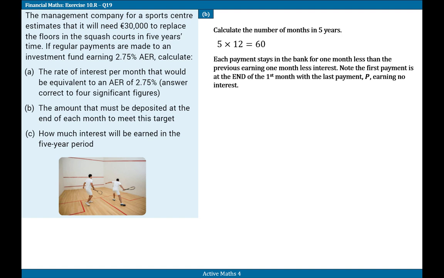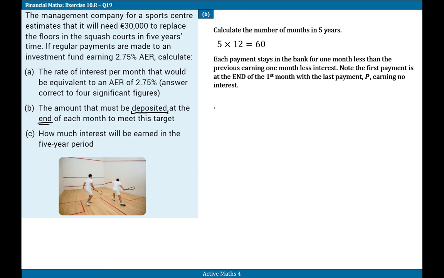So the way we would do this, and we have to be careful when we read the question, it says that money is deposited at the end of each month. Now, in our last example, we saved an amount at the very start of the first month. Here, we're not depositing money until the end of the first month.